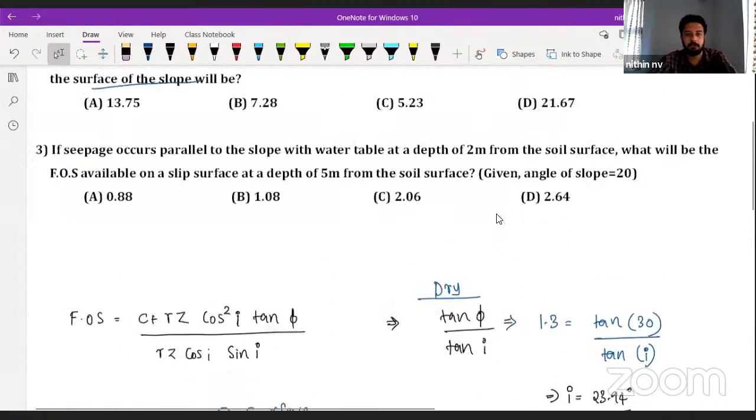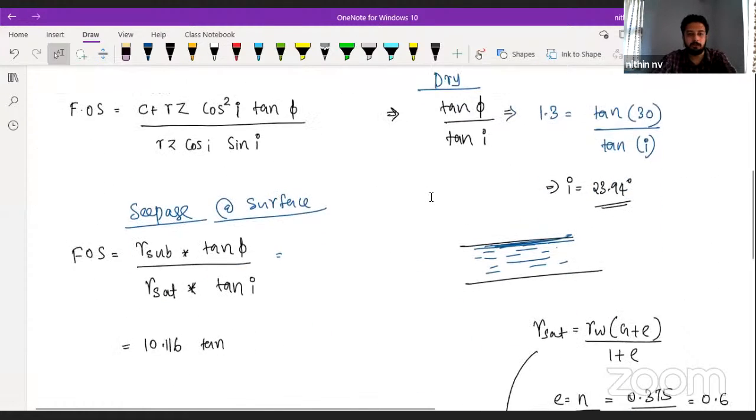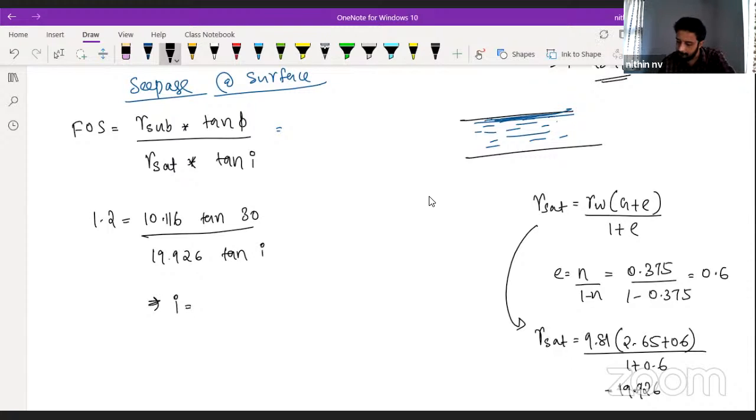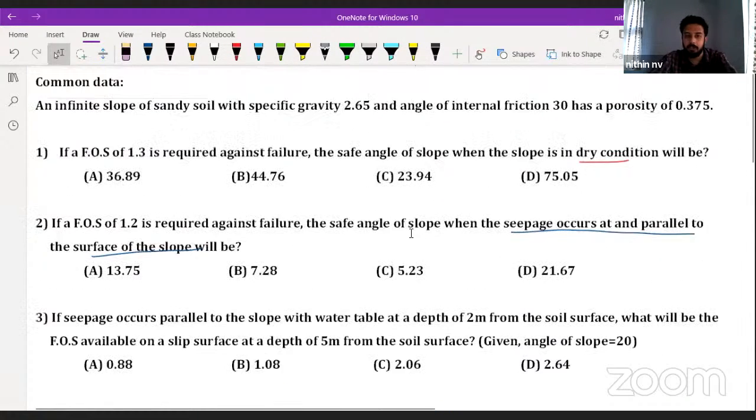No, the second question we are solving now. 1.2 is equal to tan 30 divided by 19.926 tan I. Enough? Tell me how much is the I value. 16. Are you getting 16? The factor of safety I have kept as 1.2 for the second question. Properly check, it's not 1.3.